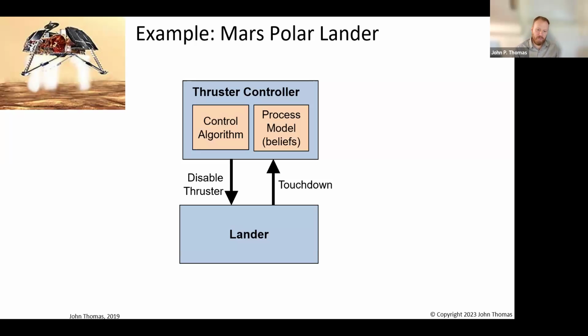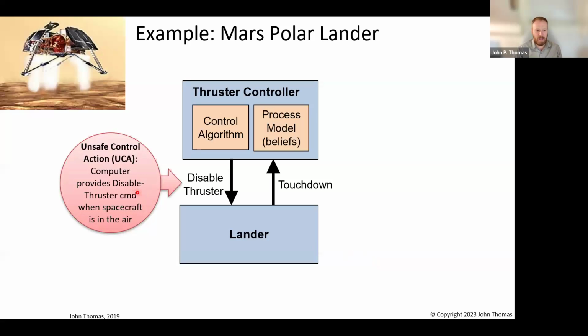Yeah, there's several different ways to phrase this. You guys have got the issue, right? It should not be shutting off the thrusters when we're in flight, when we're still descending, when we're not on the ground. Any of those is legitimate. That's the issue here. So let's write that down as a UCA. Computer provides disable command when it's still in the air. And that's a disaster. We're going to crash, right?